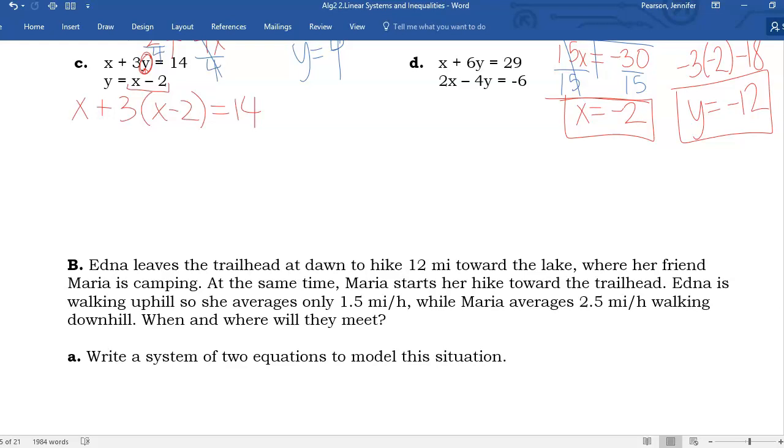Now we're going to distribute. That's what I like to do when I see parentheses. So that's x plus 3x minus 6, 3 times 2 is 6, equals 14. We have some like terms here. Remember, there is an invisible 1 in front of that x. So 1x plus 3x is 4x.